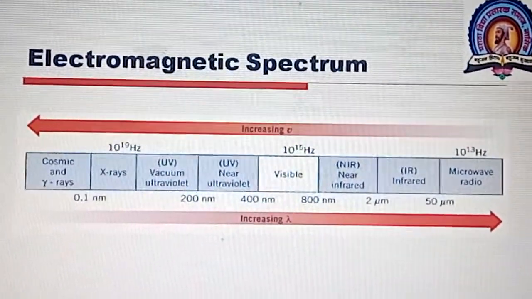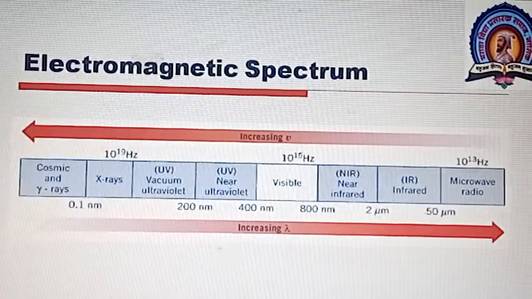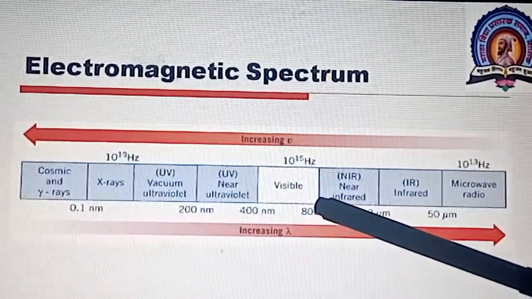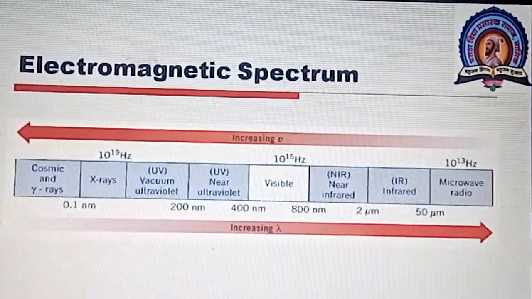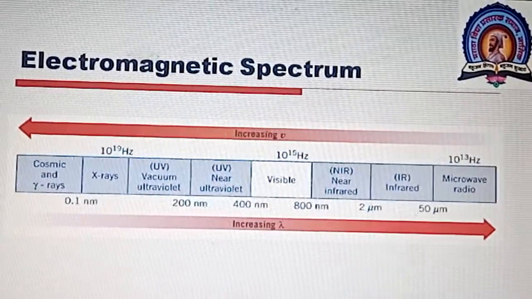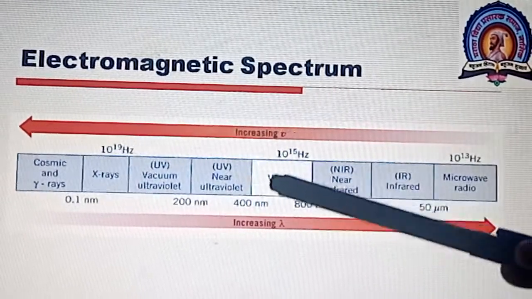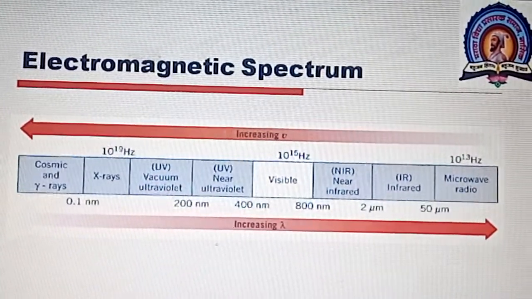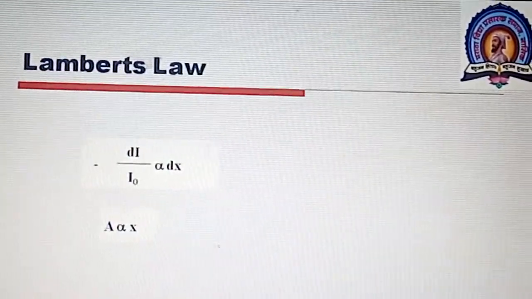We also see the human eyes can recognize the color of the radiation in the region of what? 400 nanometer to 800 nanometer region, right? Which is a very small region compared to the whole spectrum of electromagnetic radiation. Therefore, the region is called as what? The visible region.